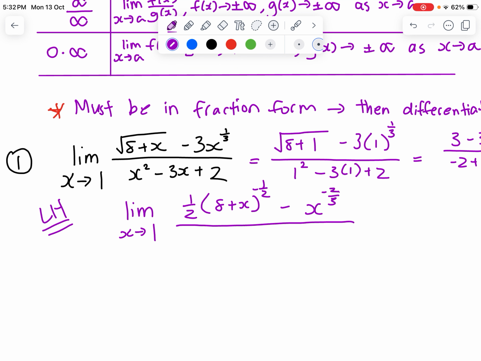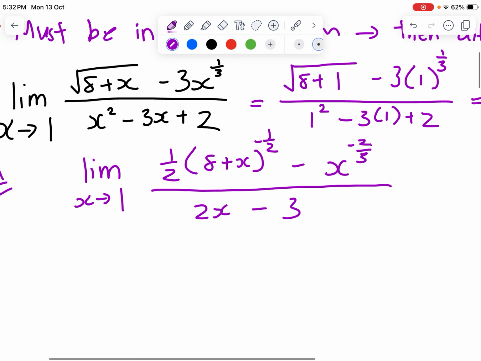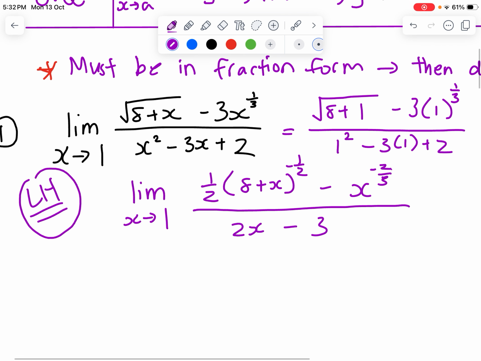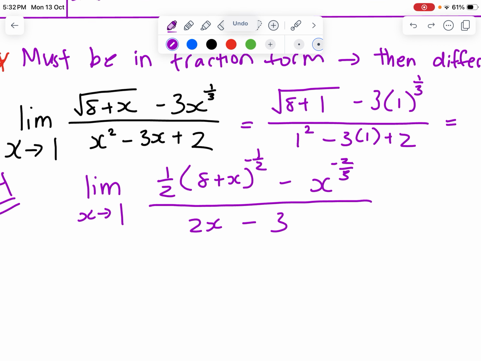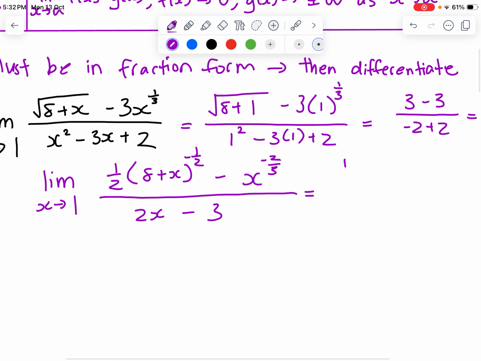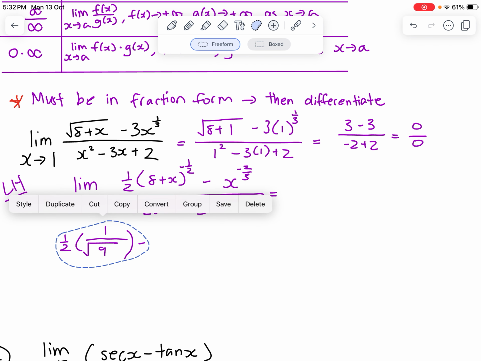After that, we want to differentiate the bottom function. The bottom function is x squared minus 3x plus 2, whose derivative is 2x minus 3. Now we want to do the same thing as we did earlier and plug in 1. So we applied L'Hospital's rule, we differentiated both functions, and now we just try to find the limit. Once again, I'm plugging it in. I have 1 over 2 times 1 over the square root of 8 plus 1, which is 9, minus, okay, we are having a lack of space, so let me just put that down here.